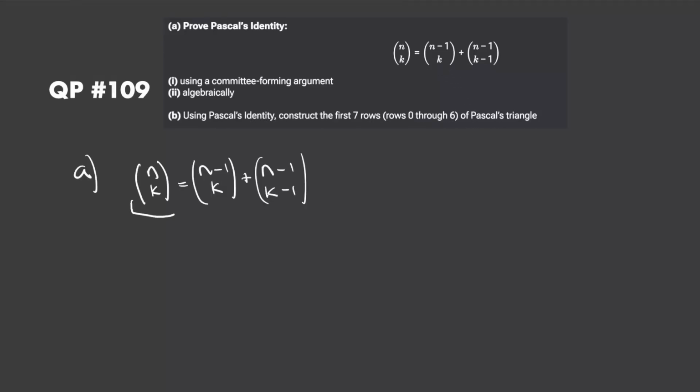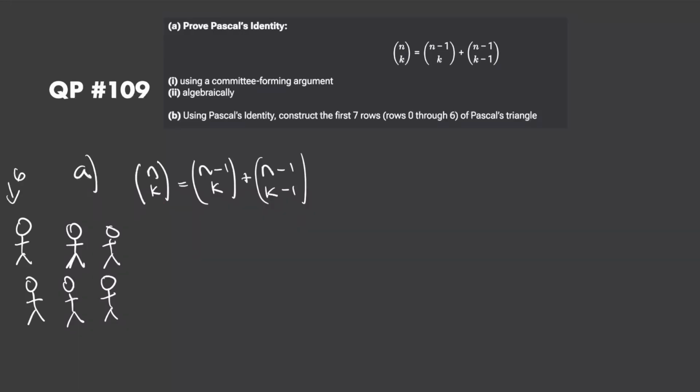So first, on the left side of this equation, we're saying n choose k. So if we have n different people, which I'll draw as a bunch of stick figures over here, and I want to choose k of them to be in some type of committee or group. Let's just say in this example that I have 6 different people and I want to choose 3 of them to be in a group.